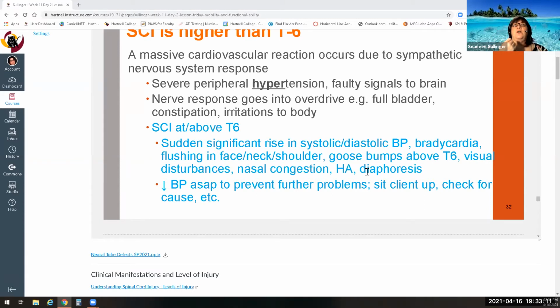And so these are all signs and symptoms that the person is experiencing autonomic dysreflexia, right? The increase in blood pressure, the flushing, the goosebumps, the headache a lot of times. And so the first thing that you do to decrease the blood pressure as soon as possible is make sure that the client is sitting up. So that's the first thing you're going to do. They could already be sitting up, but if they're not already sitting up, sit them up.